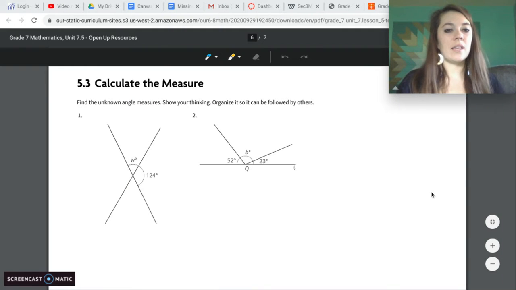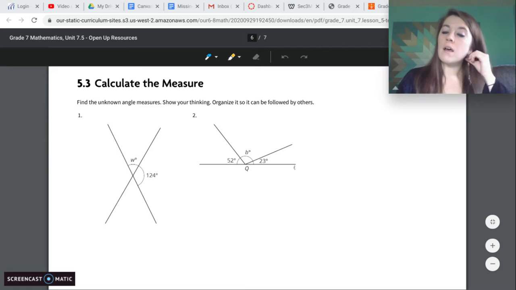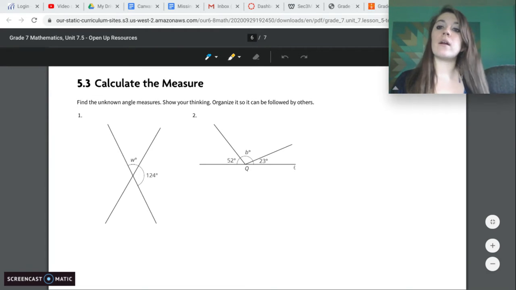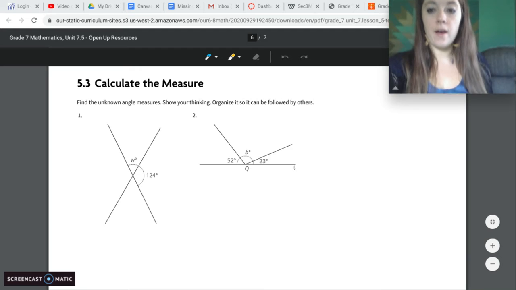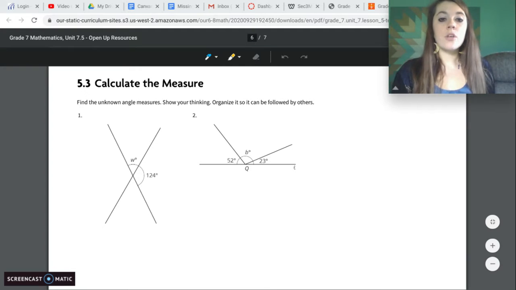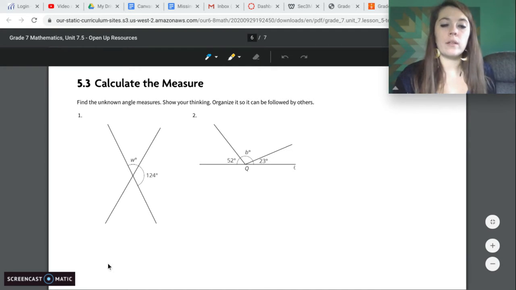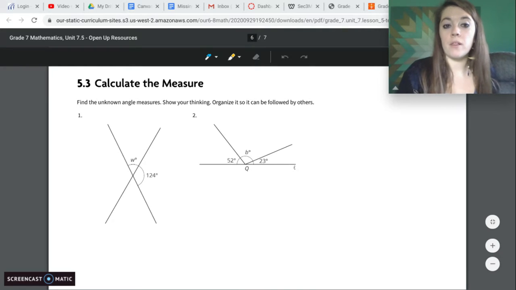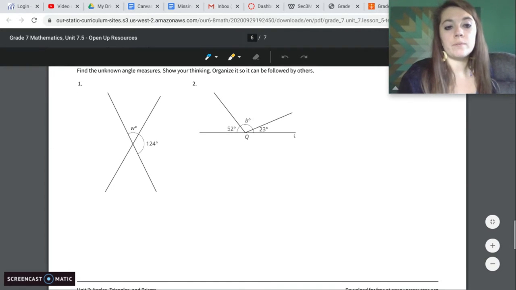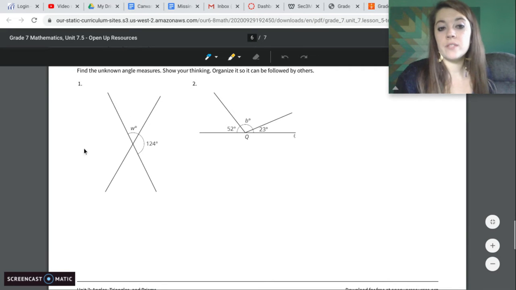So on lesson 5, we are looking at calculating the measure. We want to take what we've learned about our angles and the relationships of those angles and write an equation so that we can solve for the angle measures, okay? In this first one, it says, find the unknown angle measures, show your thinking, organize it so it can be followed by others. In this first one, we have these vertical angles.